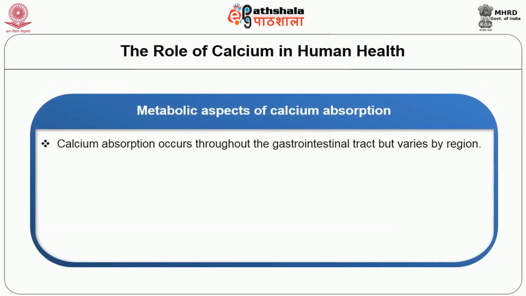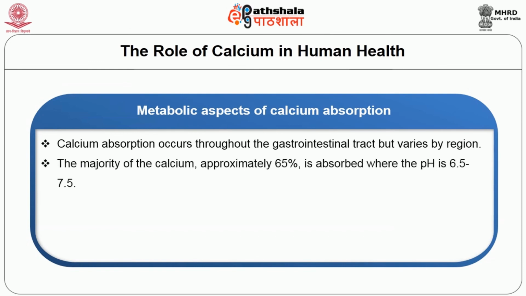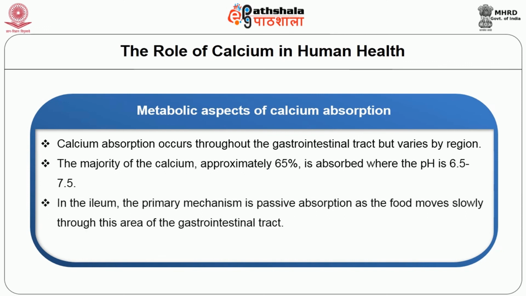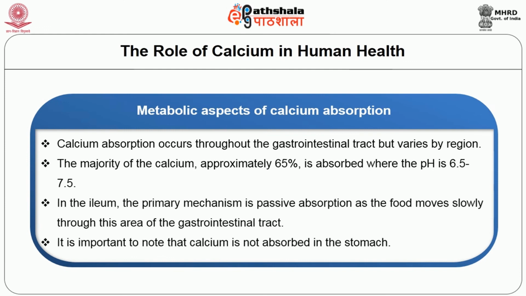Metabolic aspects of calcium absorption. Calcium absorption occurs throughout the gastrointestinal tract but varies by region. The majority of the calcium, approximately 65%, is absorbed where the pH is 6.5 to 7.5. That shows the importance of pH in the absorption of calcium. In the ileum, the primary mechanism is passive absorption as the food moves slowly through this area of the gastrointestinal tract. It is important to note that calcium is not absorbed in the stomach.